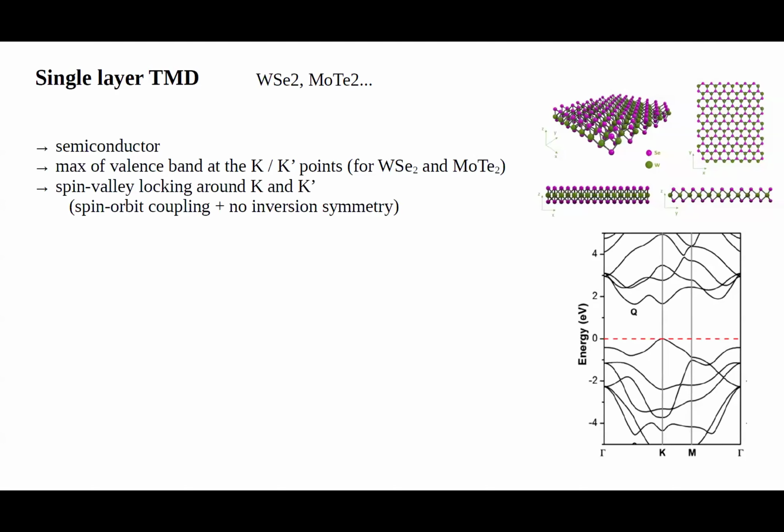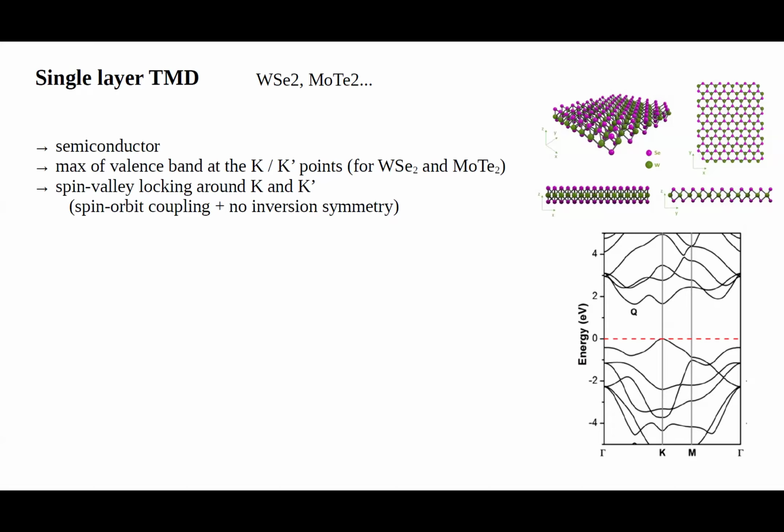We are going to consider semiconductors, and more specifically, we consider cases where the maximum of the valence band is located at the K point. So K and K prime. This is the case in particular for WSe2 and MoTe2. And one really key property of TMDs is spin-valley locking.